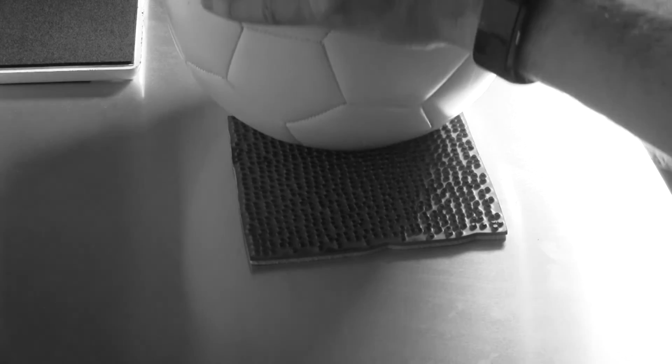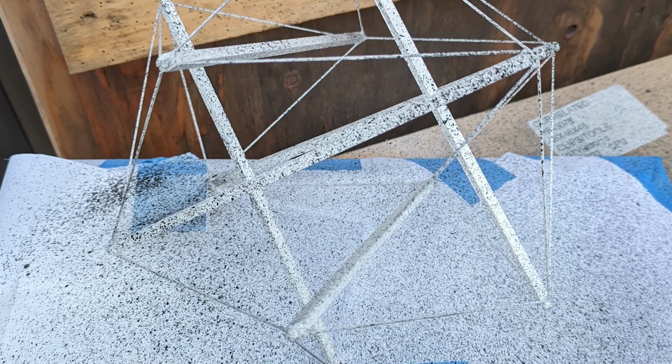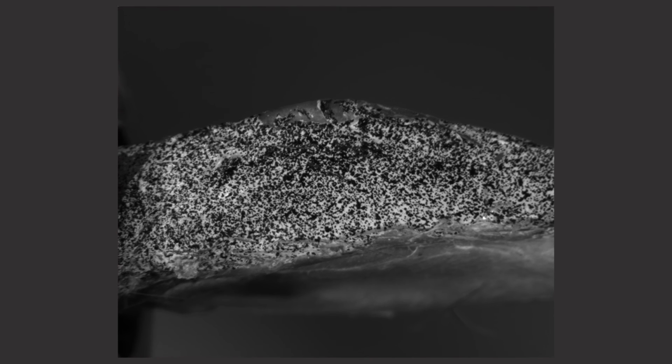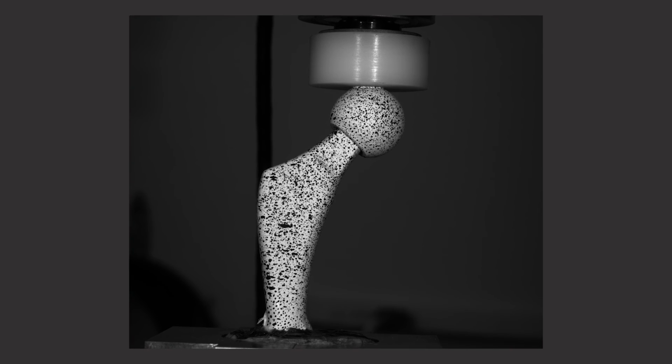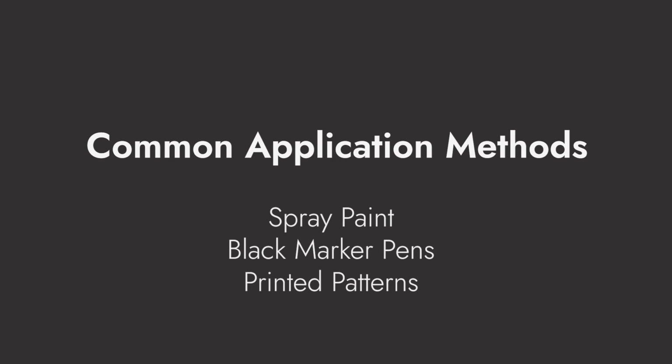While the VIC Speckle Pattern Application Kit is robust in the parameters it can meet, some objects are not conducive to either rollers or stamps. In these cases, one of a variety of other common speckle application methods should be considered. These include spray paint, black marker pens, and printed patterns.